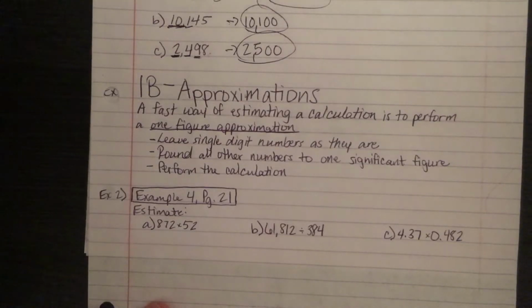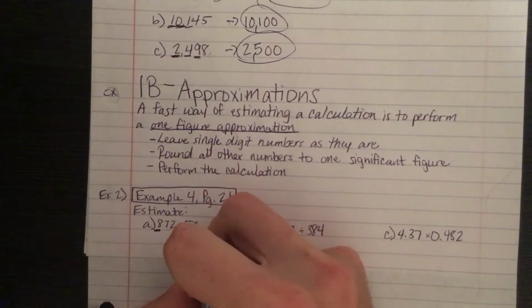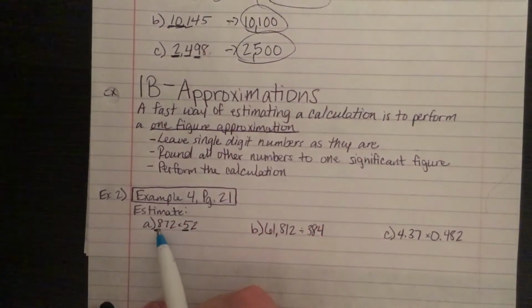We're going to round each number to 1 sig fig and then perform the calculation. So if a number's higher, we'll round it up. If a number's lower, we'll round it down, and then we'll see where we end up. So for example, if we round both of these things, so 8's the sig fig here, 5's the sig fig here.